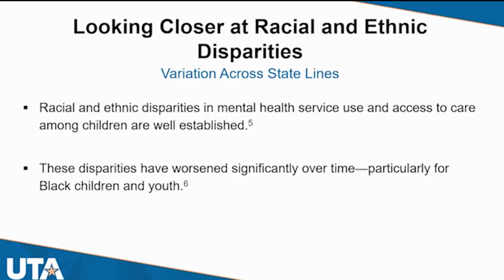So that led me to wanting to know, what does this look like at the state level, the racial and ethnic disparity question. Racial and ethnic disparities in mental health service use and access to care among children are well established. I could cite more. These disparities have actually worsened over time, especially for Black children, despite changes in policies that would make you think that we would be doing better.